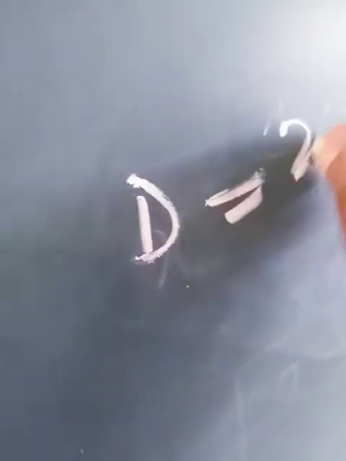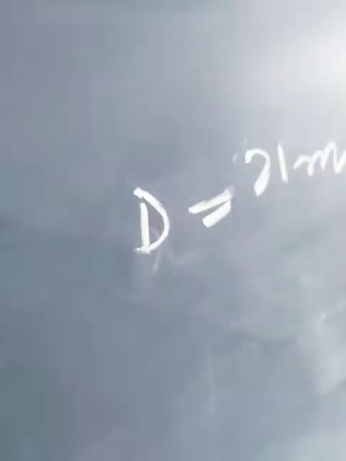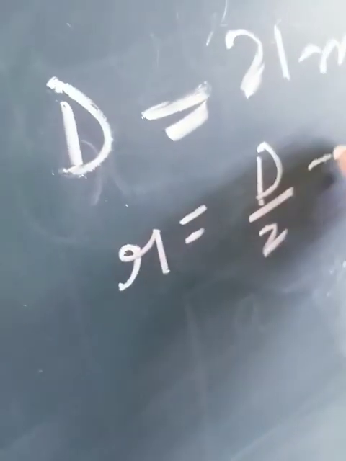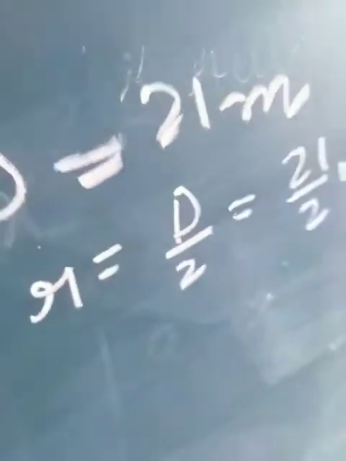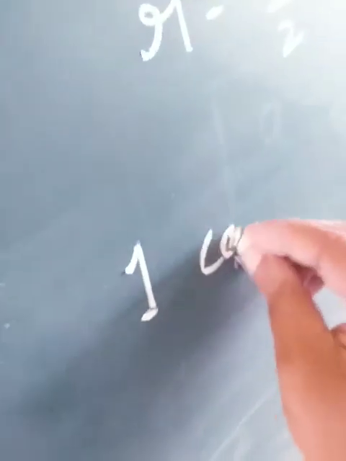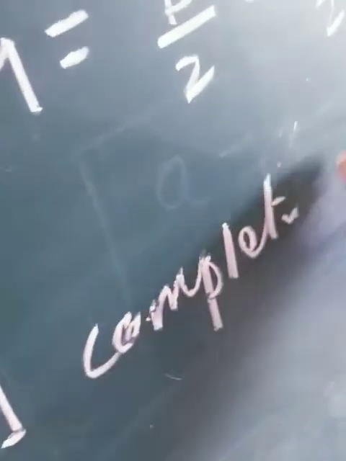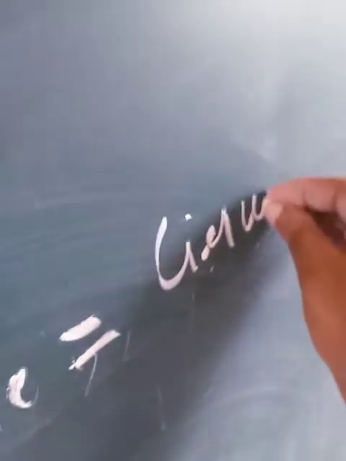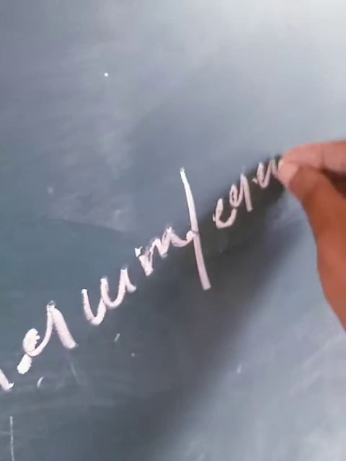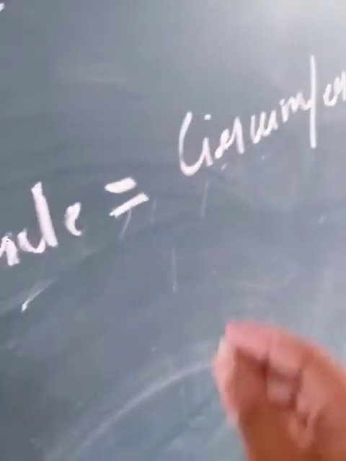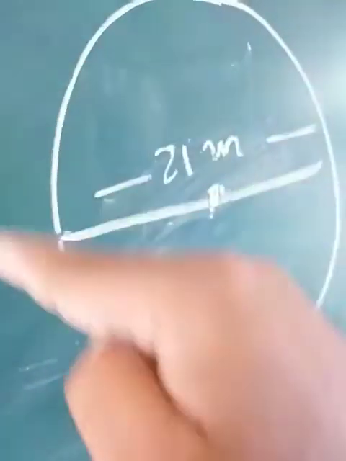Fine. So the diameter is given what? The diameter is given 21 meter. So we do not need diameter because in the formula it is given radius. So radius will be equal to d by 2. That is 21 by 2 meter. Now, so one complete circle is equals to what? Circumference of a circle, isn't it? So we have to get the circumference of this garden.